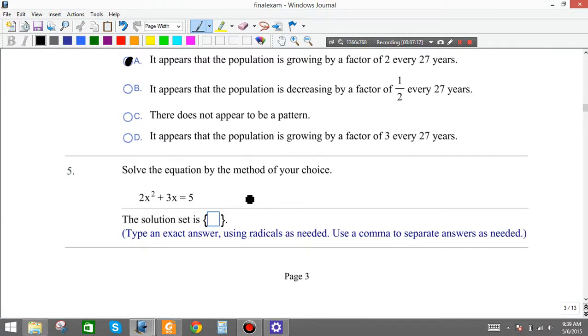Solve however you like. This is a quadratic equation. So first of all, bring the 5 over to one side. And you can use the quadratic formula if you want, or you can factor. Factors of 2 go here. The factors of 5 need to go here and here so that you get a 3 in the middle.